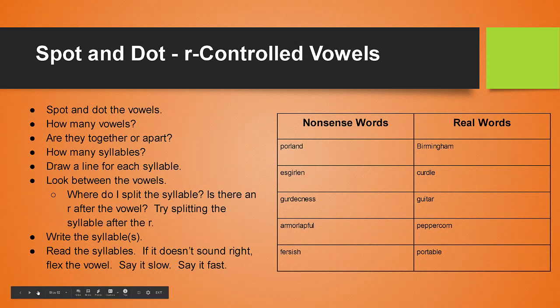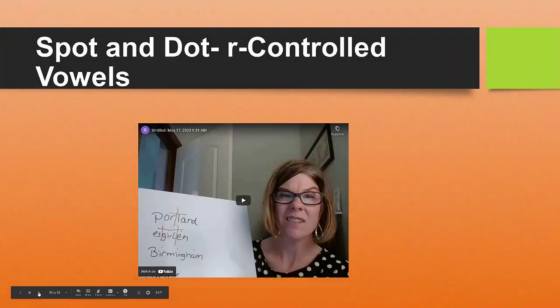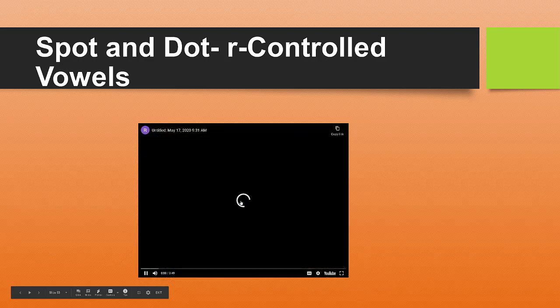Our next spot and dot that we will look at is with our controlled vowels. So let's take a moment to see how we would divide these words using our controlled vowels. The chart at the right you will see in just a moment completely filled out for how you would divide those words. But before we do that, let's watch a brief video on spot and dotting our controlled vowels.